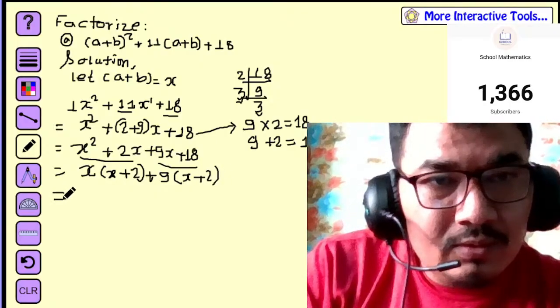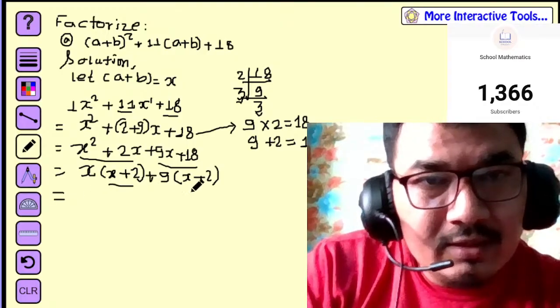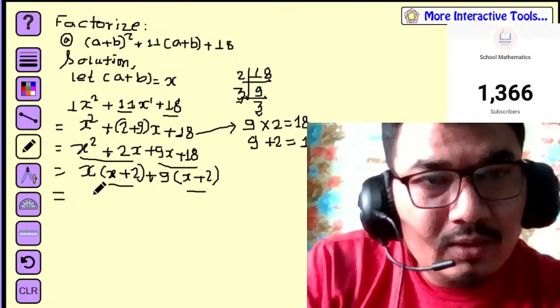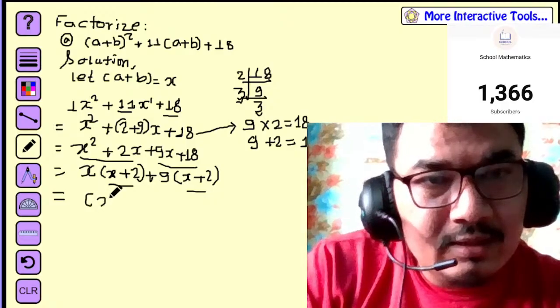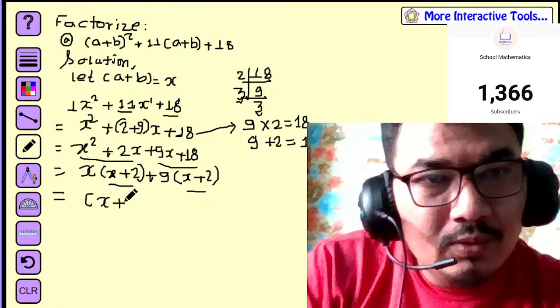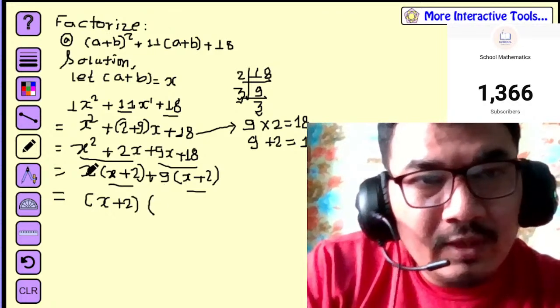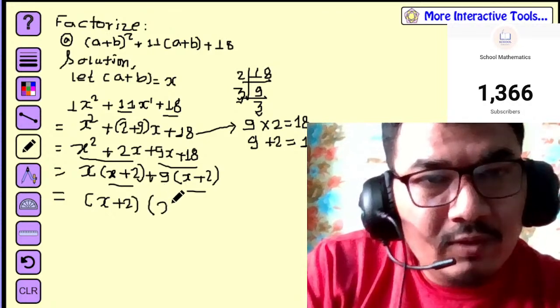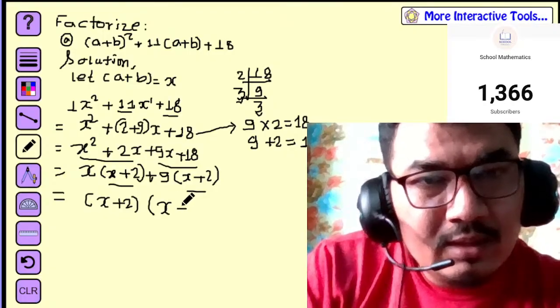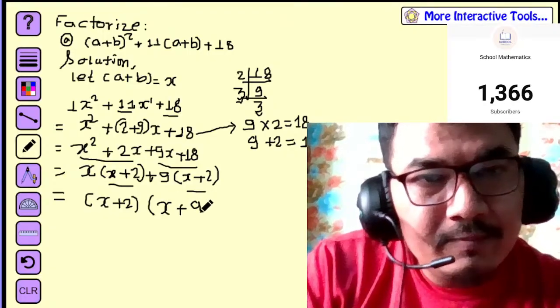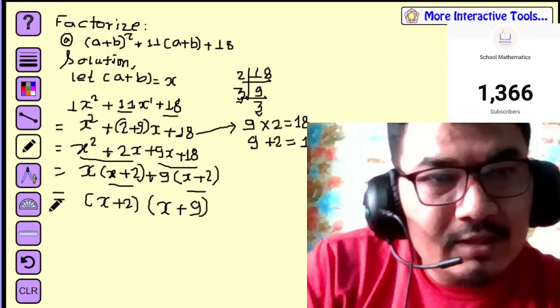Now equals to, look here, what is the same factor here and here? This x plus 2. That's where I write here x plus 2, right? And then we have to write this remaining also in the bracket. First one is remaining x, and second one is remaining plus 9. These are the two factors.